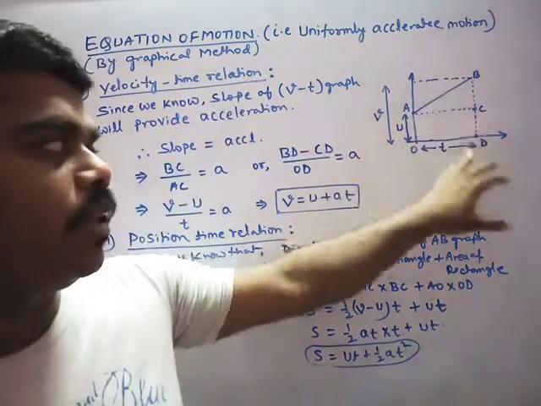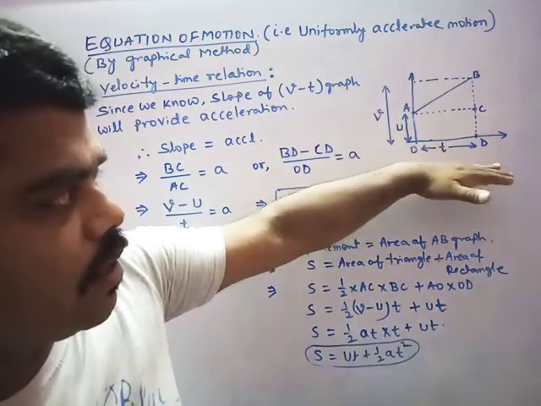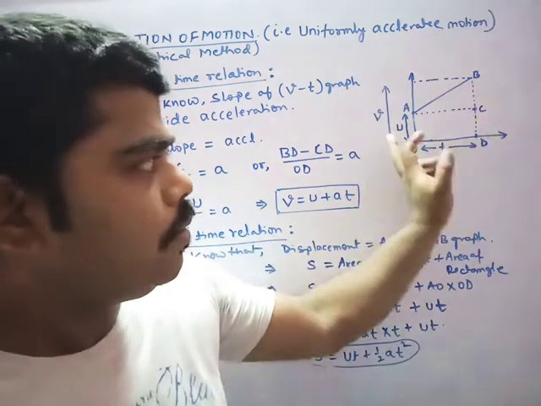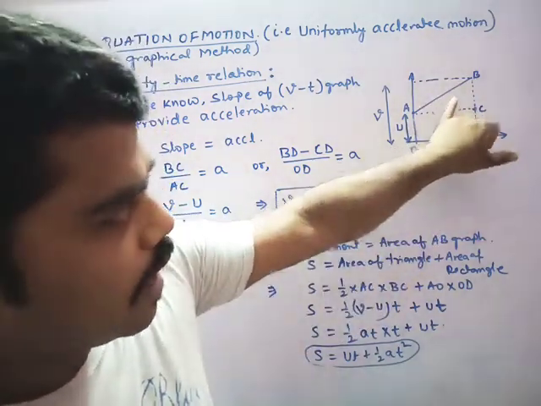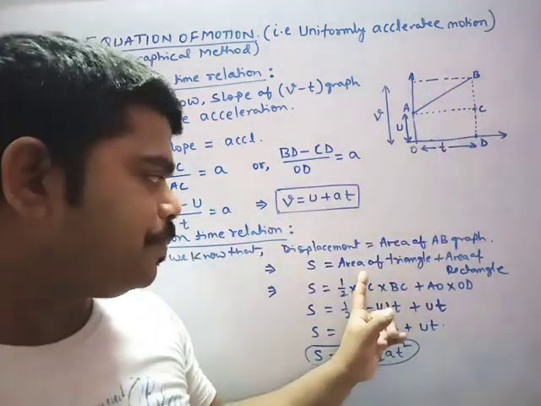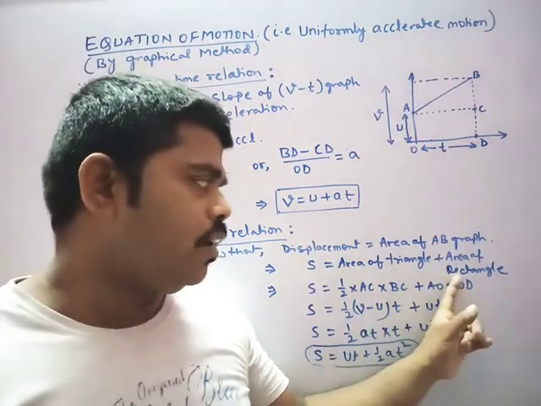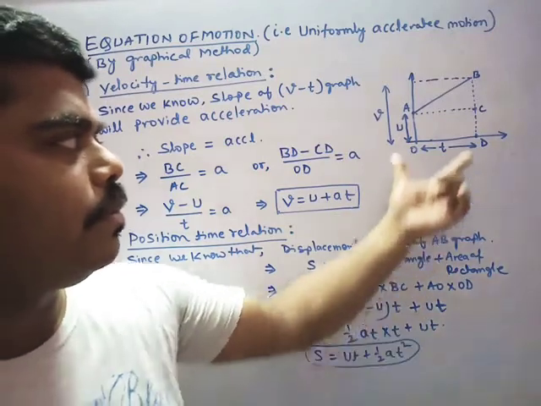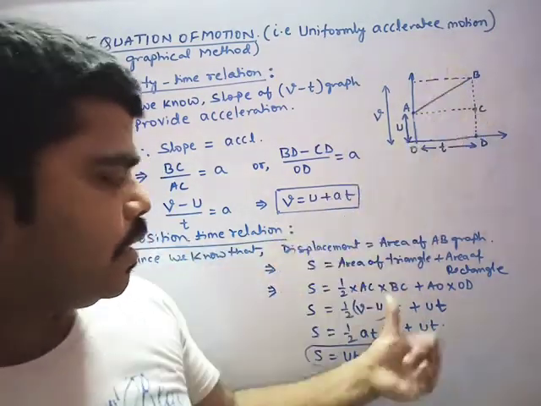So the area will give us, which area? The area inside the shaded region AB, that means A, B, D, O, A. If I divide it, this is a triangle and a rectangle. So I've written the area of the triangle and the area of the rectangle. In the triangle, see what comes: half into base into height. Base AC, height BC. I've written here.